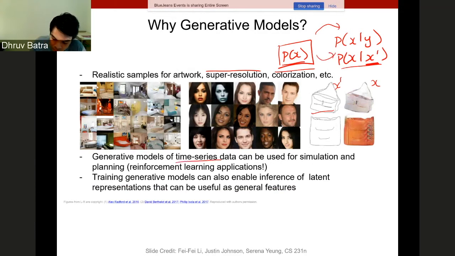Generative models of time series data can be used for simulation and planning in reinforcement learning. These are models for trajectory P of tau, so state action trajectories can be considered generative models. And we will also tell you how they can be used for feature learning.